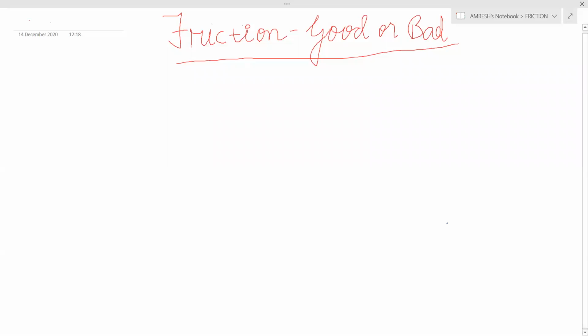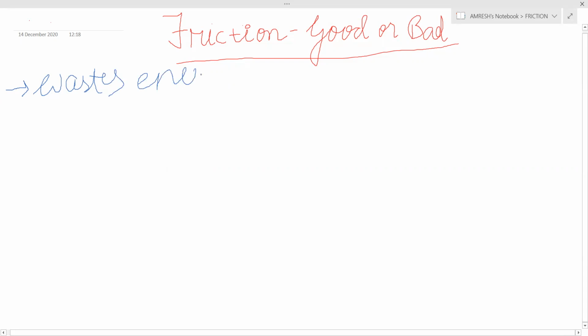Friction, good or bad? Now we will learn about friction, good or bad. First we will learn how friction is bad, then how friction is good. So how is friction bad? Friction wastes energy. How does it waste energy?